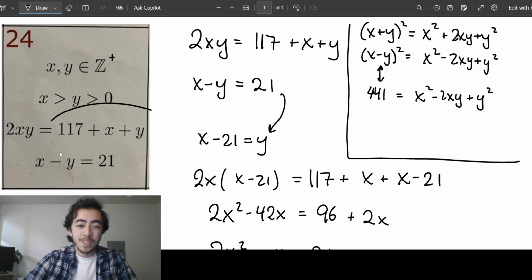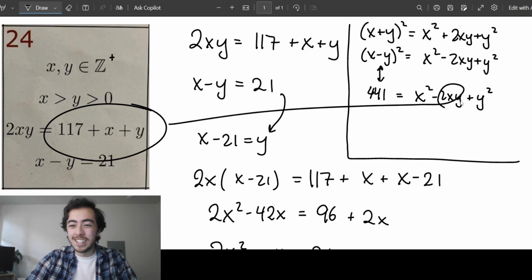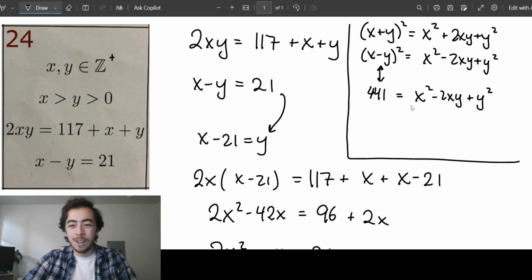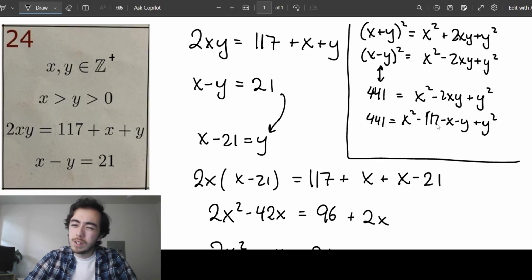And then maybe we could take this and substitute it in here for this 2xy. I'm kind of realizing that this might not work out so well. x squared minus, and then 2xy, so that's just going to be minus 117 minus x minus y, and then plus y squared. That's equal to 441. I mean, maybe I could make this like a circle equation, but that's going quite down a rabbit hole. Is there anything else I could do with this?